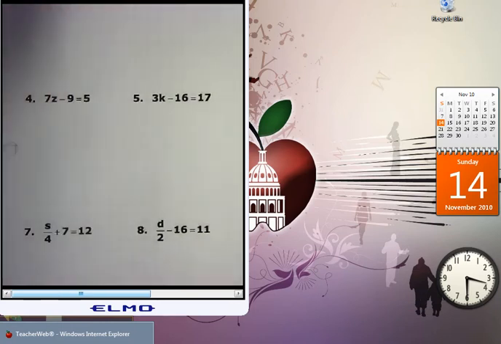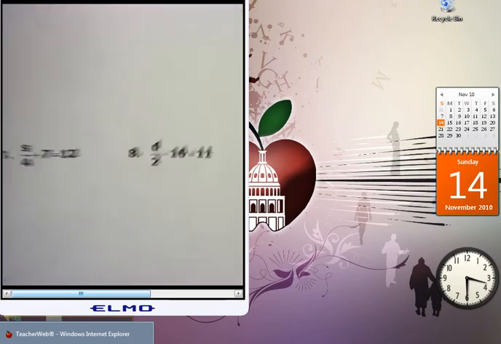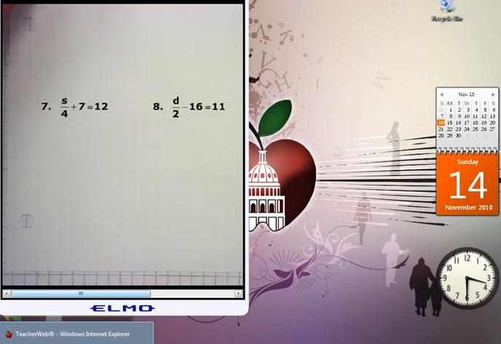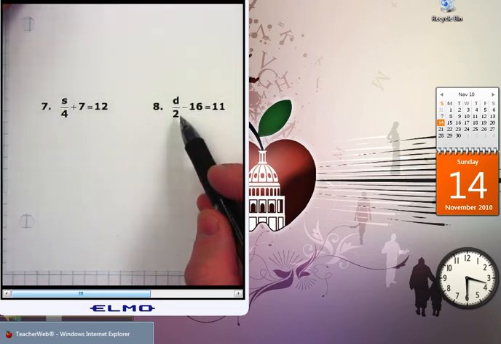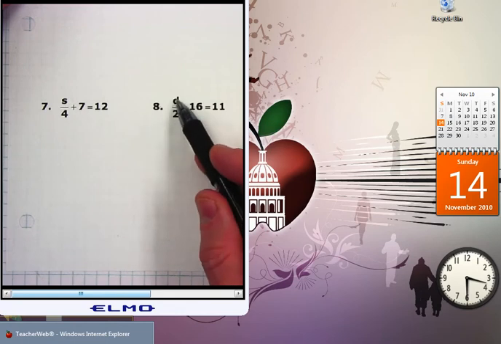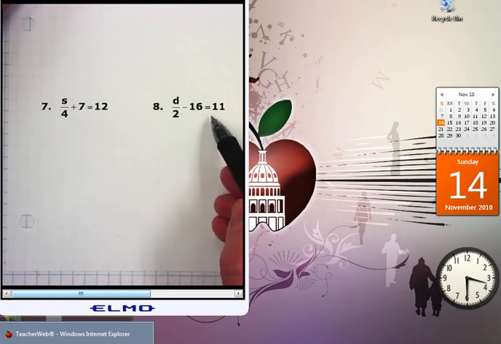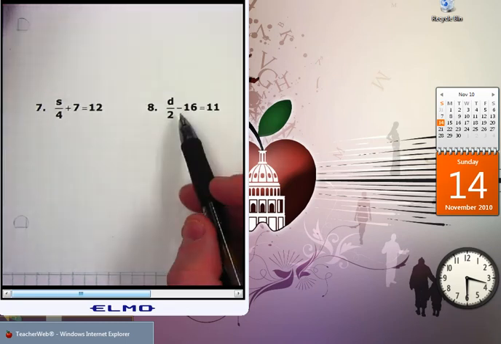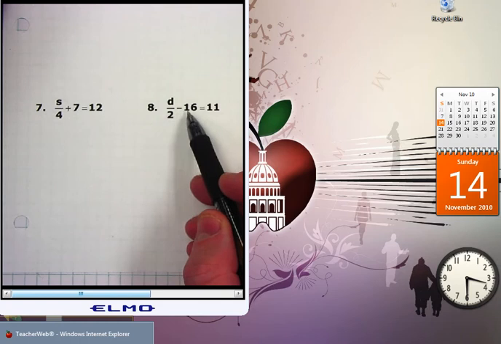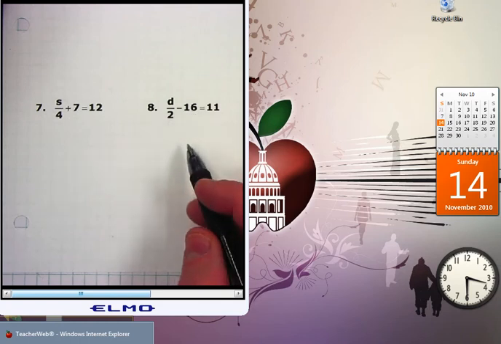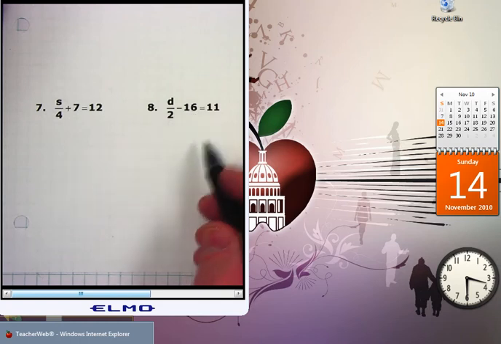Now today in class we solved two-step equations, but when we did that array puzzle we didn't do any of these type. We did them as examples before we started, but let's do one of these with division. So number 8, d divided by 2 minus 16 equals 11. Well, I have two things going on here. I'm dividing d by 2, that's one operation, and I'm also subtracting 16 from that term. I need to undo both of those operations to figure out what d equals.